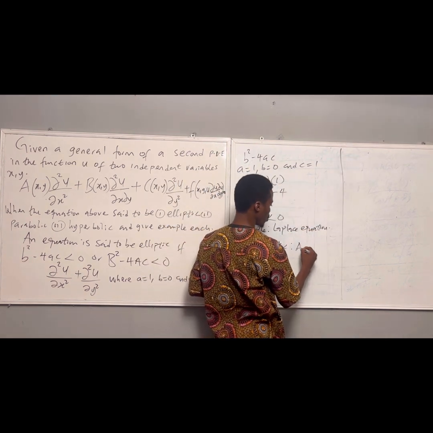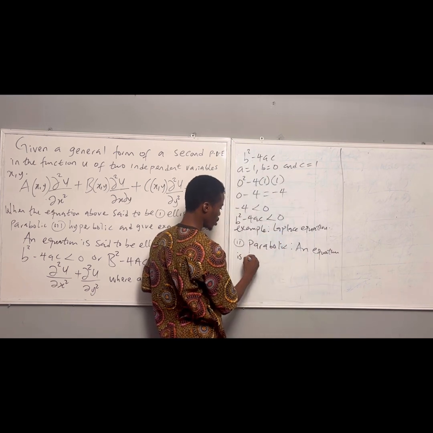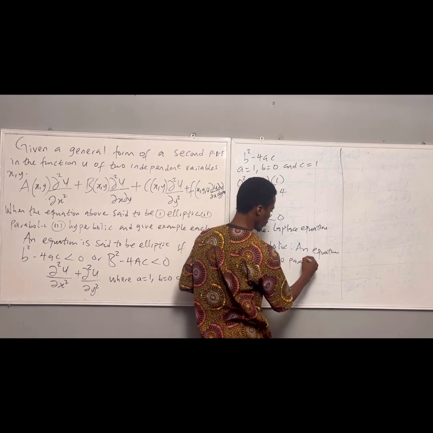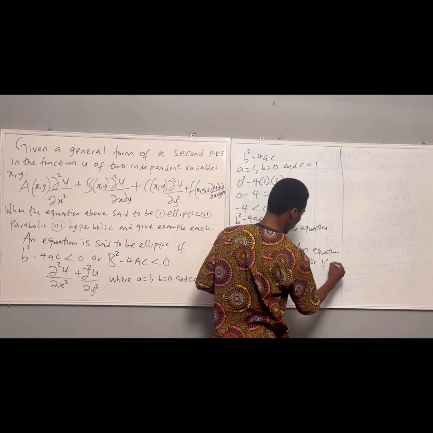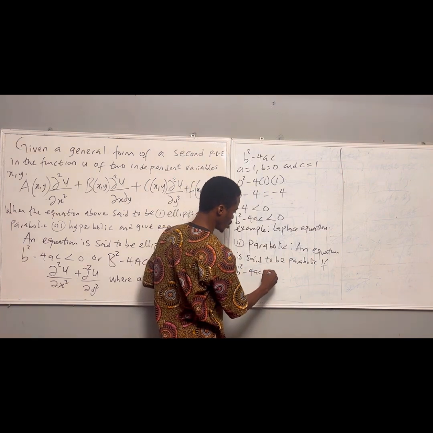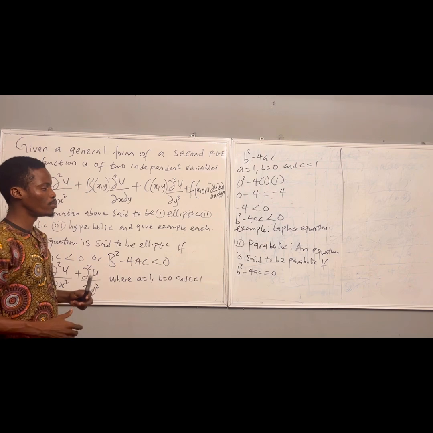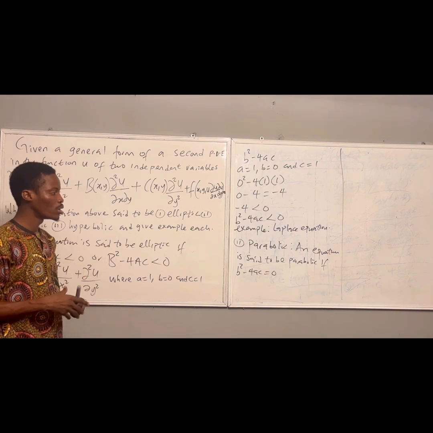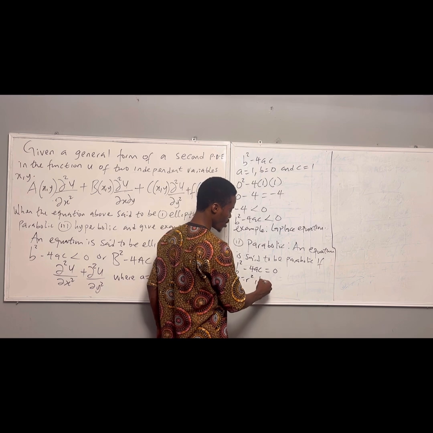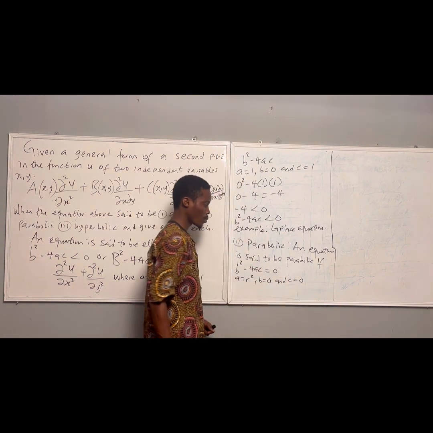An equation is said to be parabolic if b square minus 4ac is equal to 0. If you have a as r square, we have b as 0, and we have c as well 0.